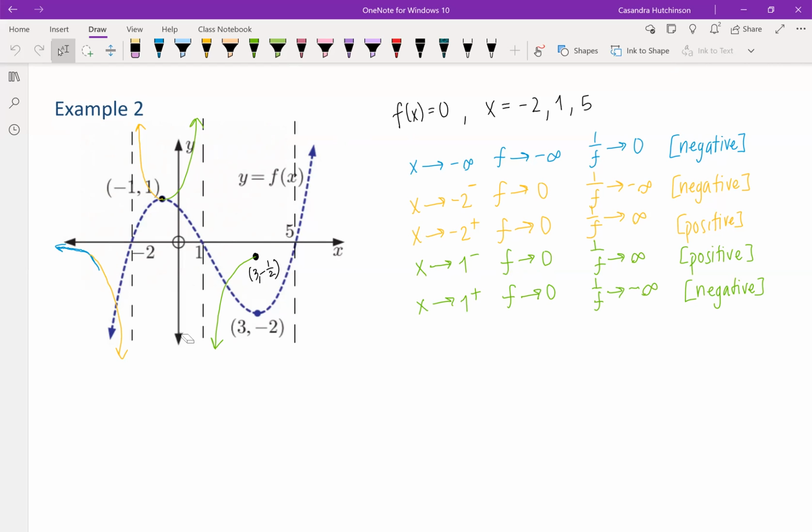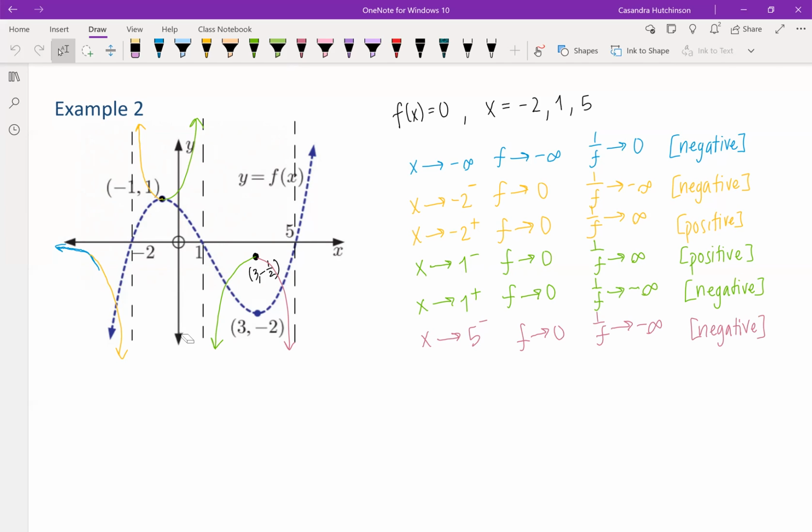Now I'm going to look at the next asymptote. What happens as x gets close to this asymptote from the left? So x approaches 5 from the left-hand side. My function is getting close to 0, but it is negative, which means 1 over f is going to approach -infinity. No surprises there. I still have 2 more places to consider.